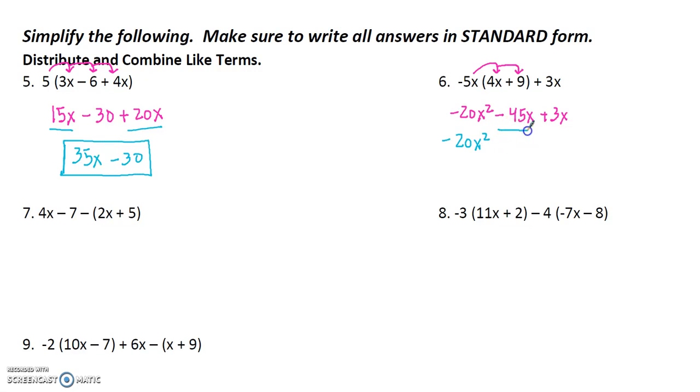And then I have a negative 45x and a positive 3x. These are like terms, so a negative 45 plus 3 is a negative 42x. So here's my answer for number 6.